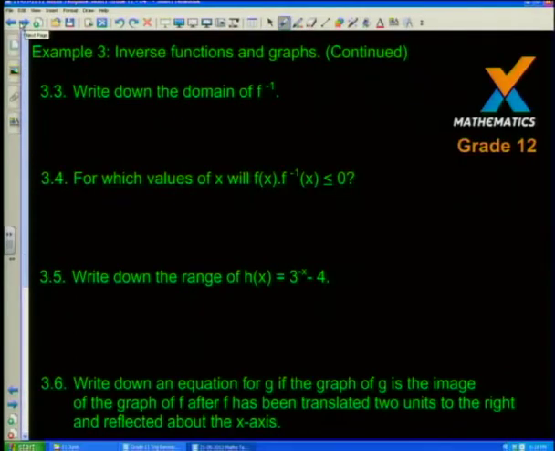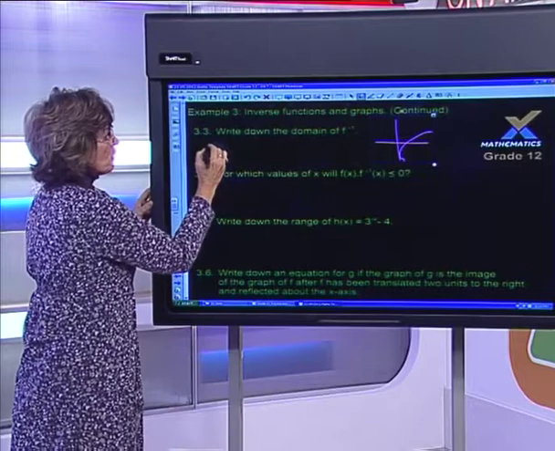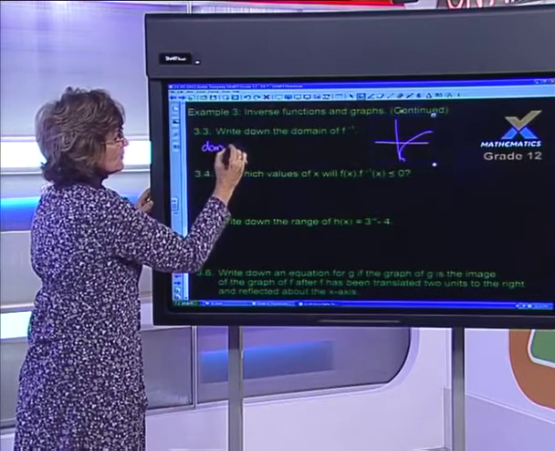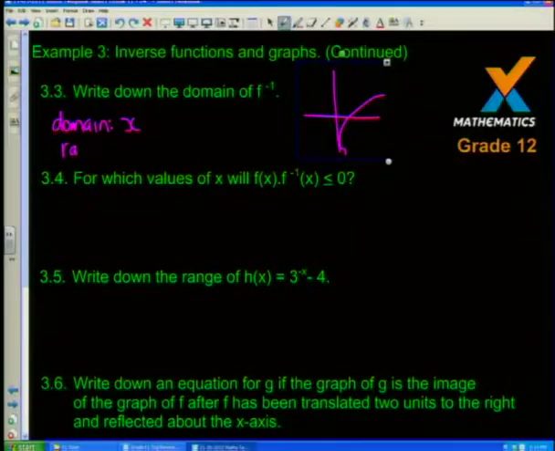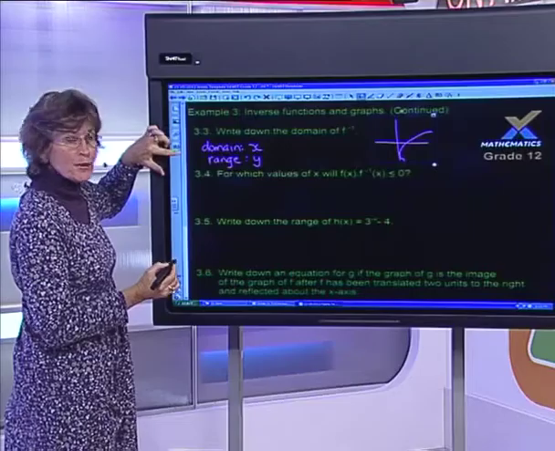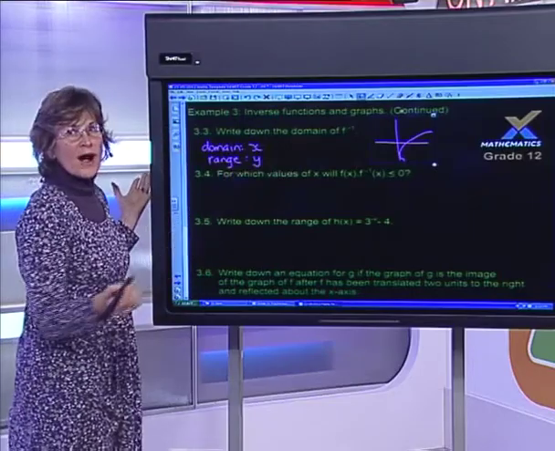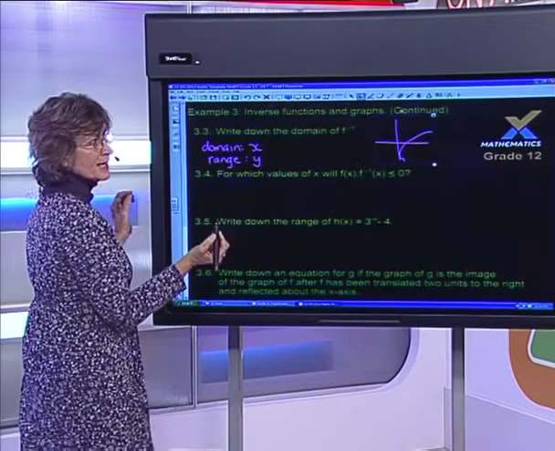Says, write down the domain of the inverse. Now let's just keep in mind what our inverse looked like. Domain, remember, is your x values, and range is your y. The only way that I get my kids to remember this is D comes before R in the alphabet, and X comes before Y in the alphabet. So it kind of links up.